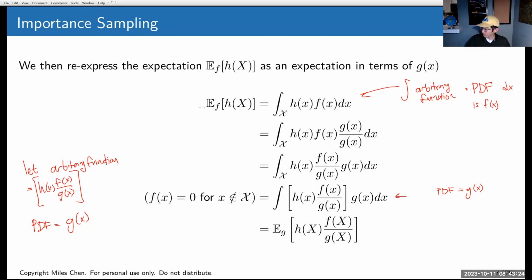So we can say the thing that we're after, the expected value of h applied to random variable x, where x has PDF f, is equal to the expected value of h applied to random variable x multiplied by f of x divided by g of x, where x is a random variable that has a different PDF, a PDF g. And that's what we have here. Okay, so that's importance sampling. That's the math behind importance sampling.